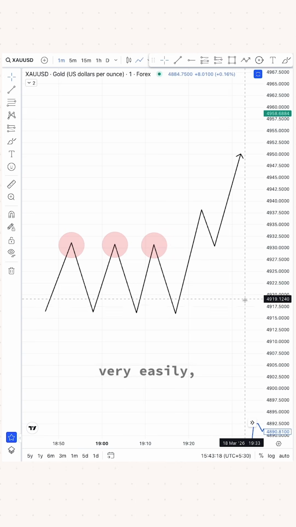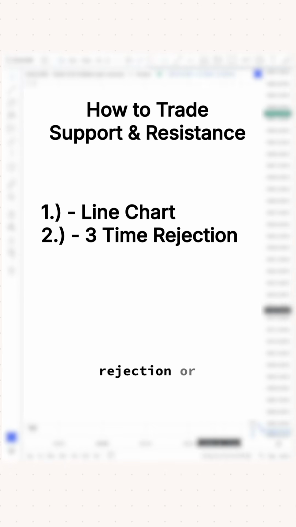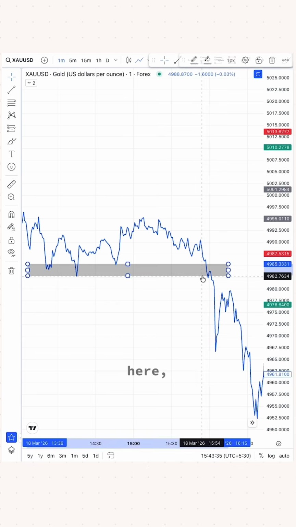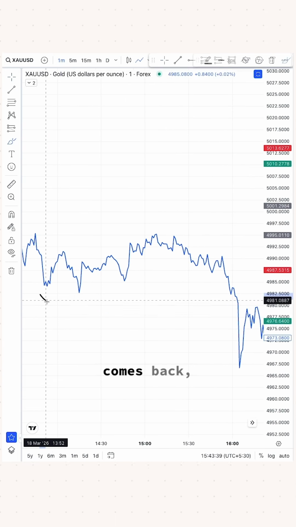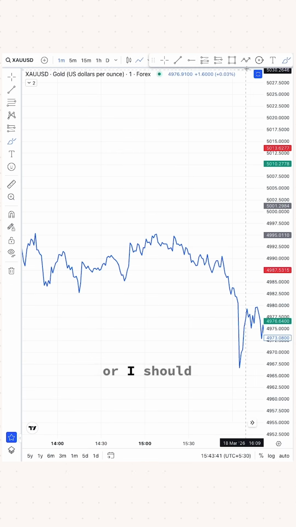Yes, very easily, right? Now you know step 1, turn on line chart. Step 2, find 3 time rejection or support on the sell side. Now see here, we can see some pattern. Price goes up, comes back, goes up again, and on the 3rd time you see rejection, you will be alert for a trade, or I should say ready to make money.